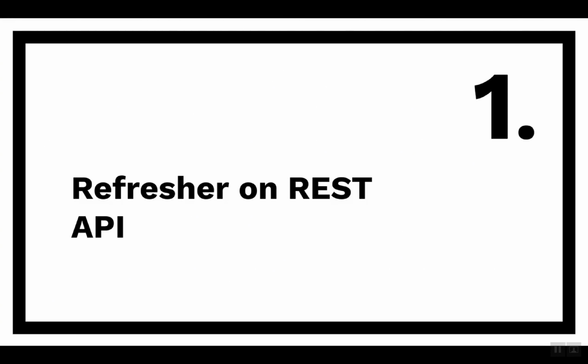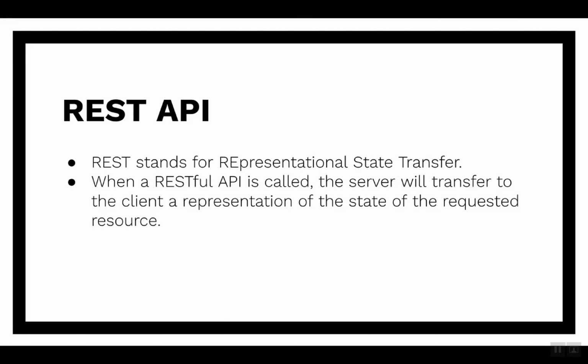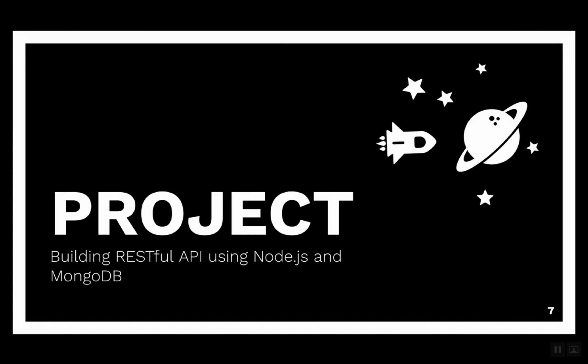REST stands for Representational State Transfer. It is a set of rules that developers follow when they create their API. It's like a contract between front-end and back-end systems to perform the data interchange. So in this project, we're going to be building a RESTful API using Node.js and MongoDB. We are creating a simple API that stores personnel records for an accounting department in our company.